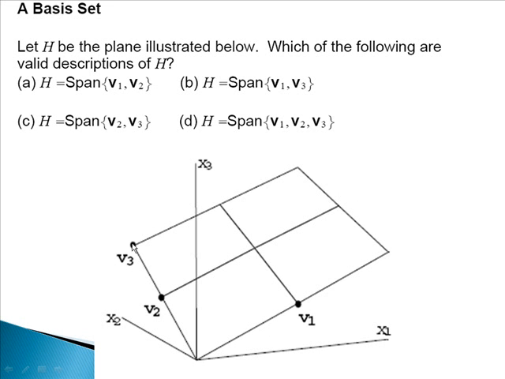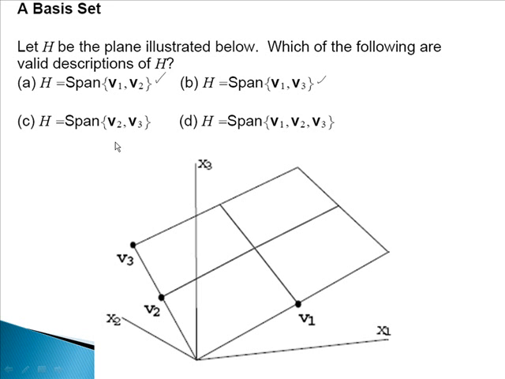for instance, double v2 and have 0 times v1 and arrive at this section here. I could add v1 and v2 and get here. So every point on the plane is some linear combination of those two, and that is a valid description of H. So is B, for similar reasons, because we could arrive at this point here by taking 1/2 v3 plus v1. So that will give us our entire plane as well.